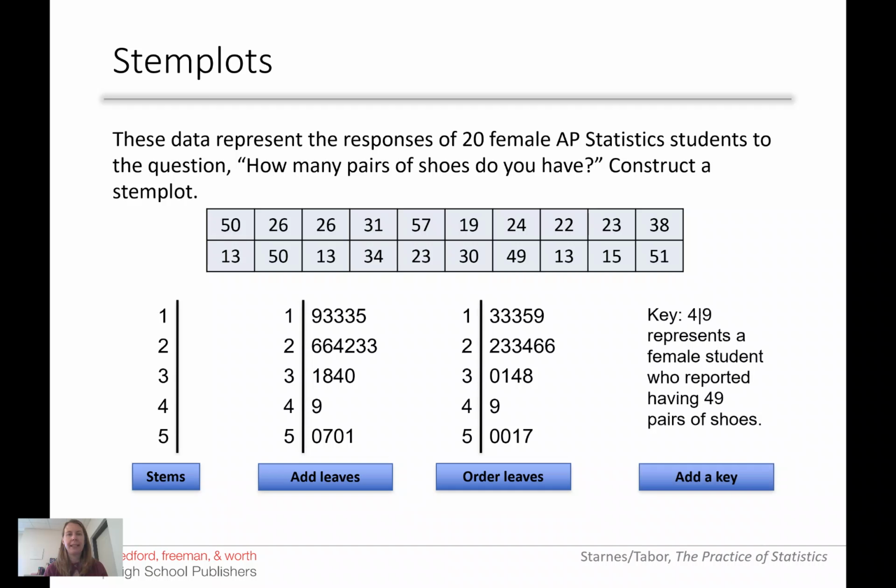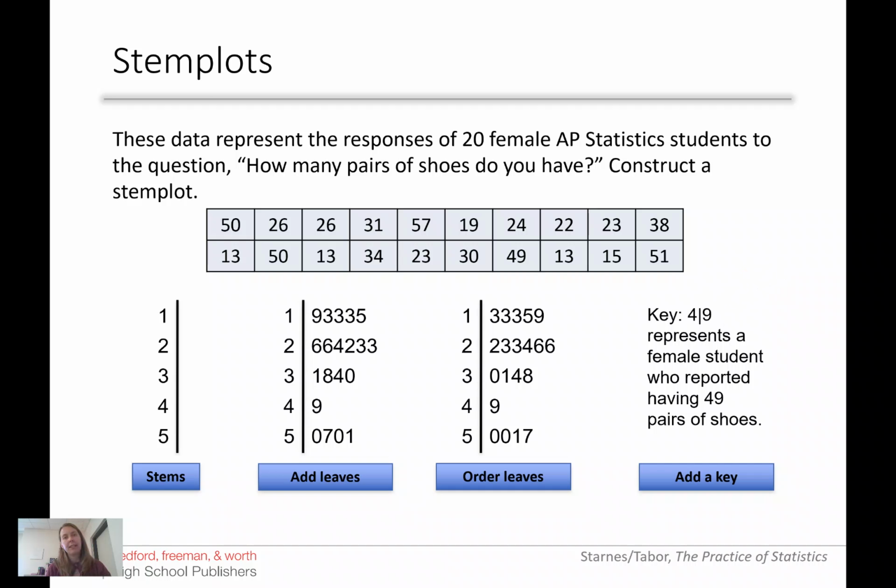And finally, you need a key. The easiest thing to forget, but we need to know how to put the numbers back together. So here you need to say 4, and then the line 9 means 49, because otherwise we could say, does it mean 4.9? Does it mean 490? We don't know. Without the key, we won't know how to put the numbers back together.